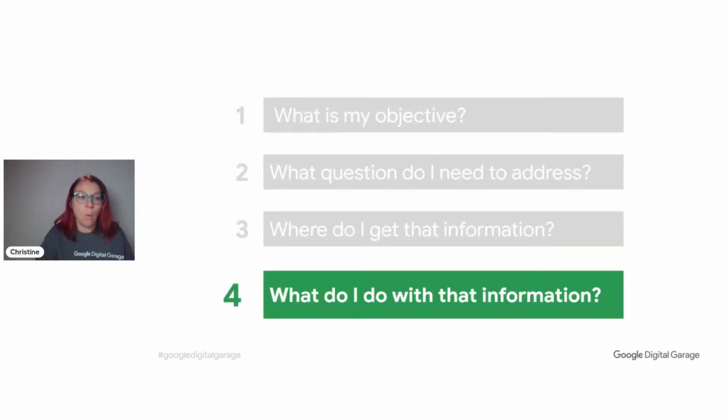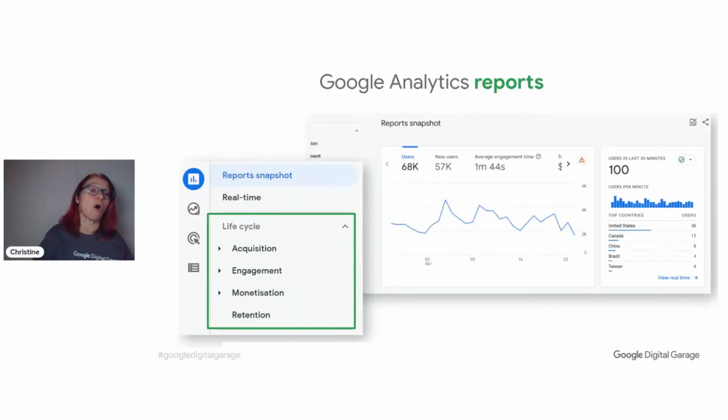That's great. But I found where that information is. What am I going to do with it? So what I'm going to do is take you through a very whistle-stop, high-level tour of some of the different types of reports in analytics. The first thing you're going to see in analytics is the reports page.